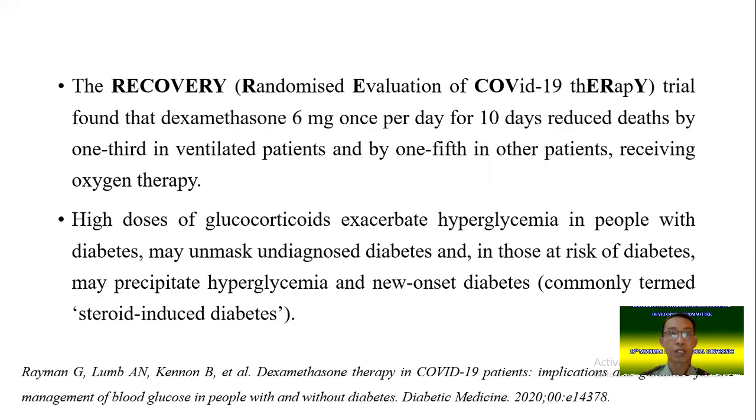The RECOVERY trial found that dexamethasone 6 milligram once per day for 10 days reduced death by one third in ventilated patients and one fifth in other patients receiving oxygen therapy. However, high dose glucocorticoid exacerbates hyperglycemia in patients with diabetes and may unmask undiagnosed diabetes, and in those at risk of diabetes may precipitate hyperglycemia and new onset diabetes.